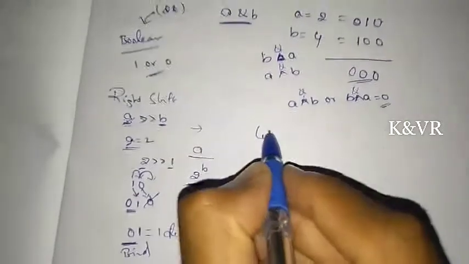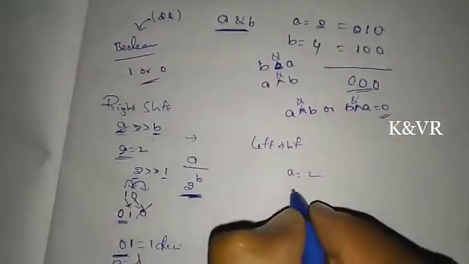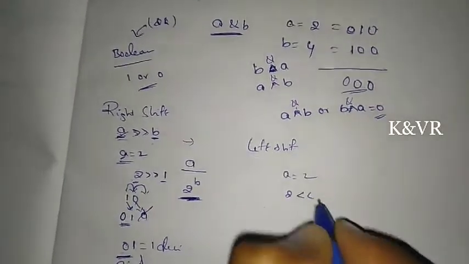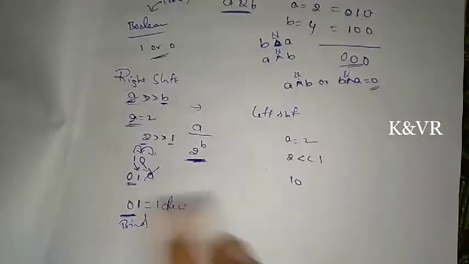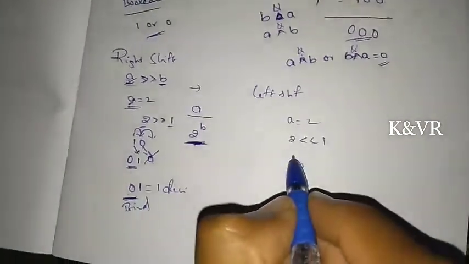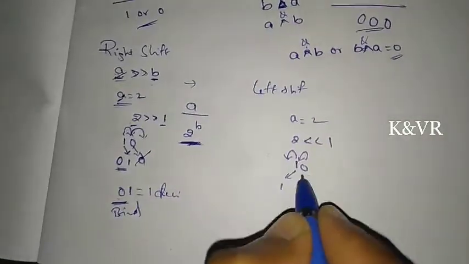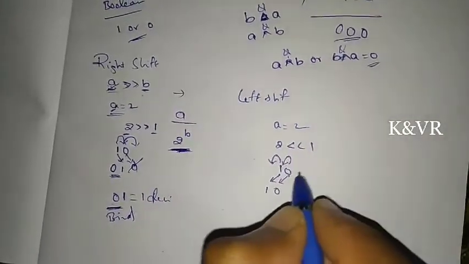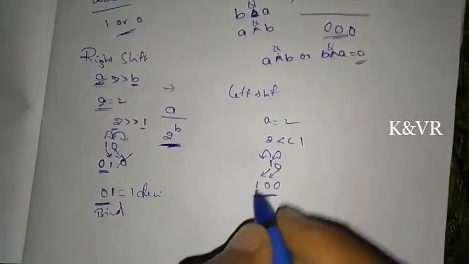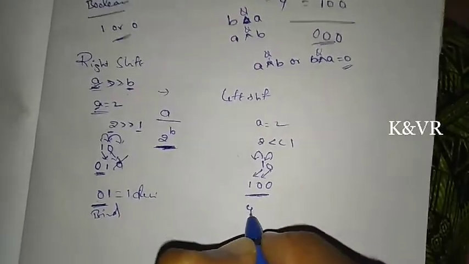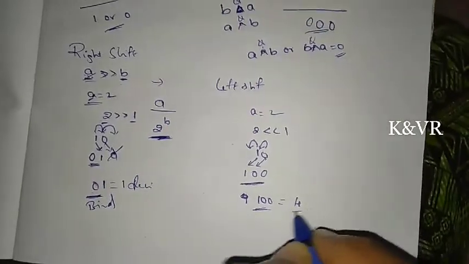Okay, similarly in left shift also, A is equal to 2, left shift 1 bit means the value of 2 is 1 0 in binary format. When I am shifting 1 bit to the left side, that means 1 comes to here, 0 comes to here, and here there is nothing to shift, so by default 0 is added at the end, and the result is 1 0 0. It is 4 in decimal format.